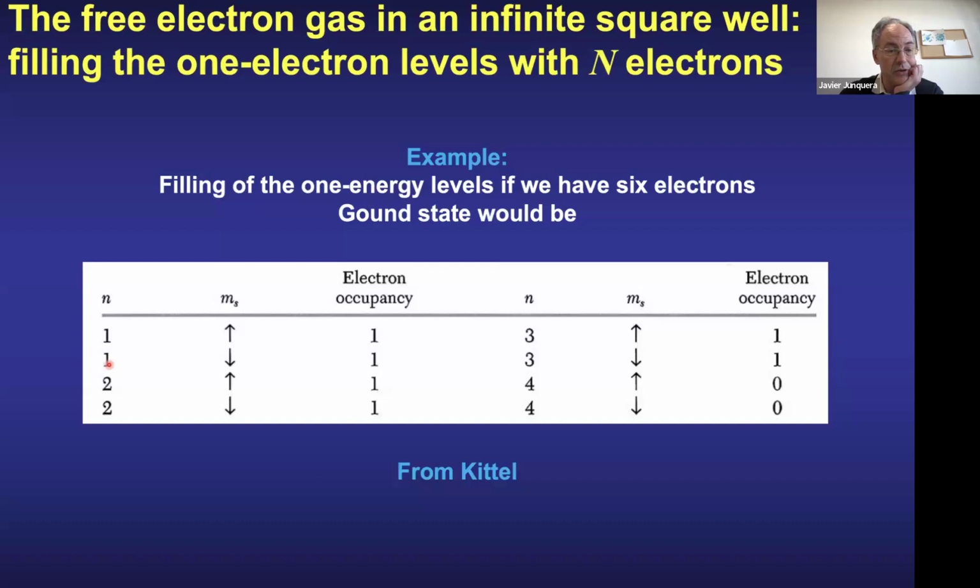So then the next electron must go to the first excited state. That means n equal 2 and spin up, and then the next electron will be allocated in the state n equal 2 with a spin down, and then the next one will go to the next excited state, and so on and so forth. Okay, so that's how we are going to fill all the states up to the number of electrons that we are considering in our box.